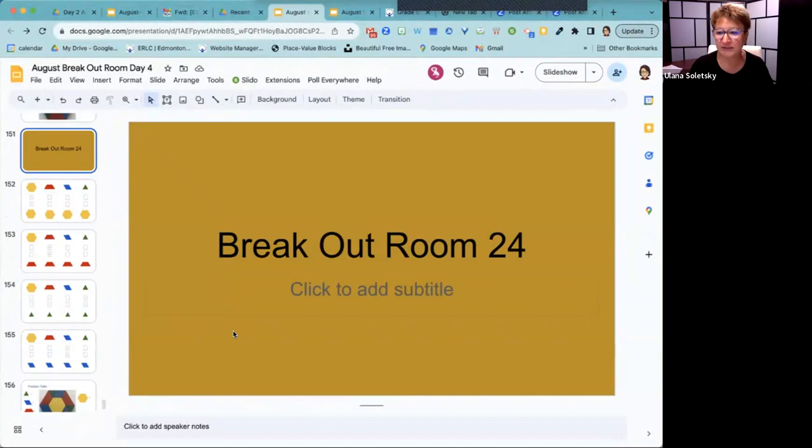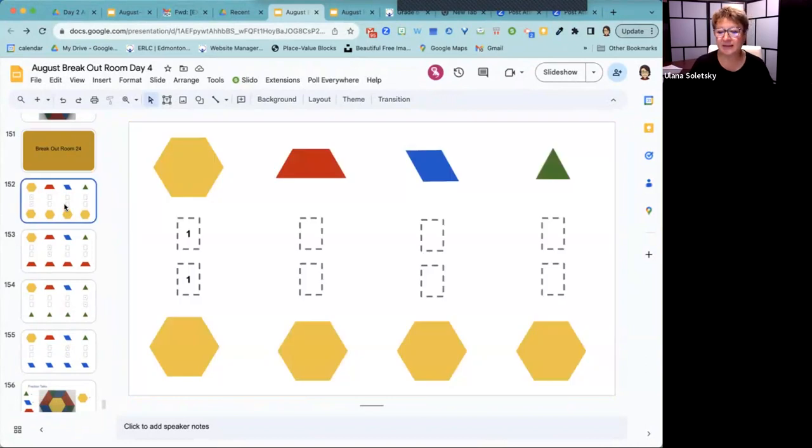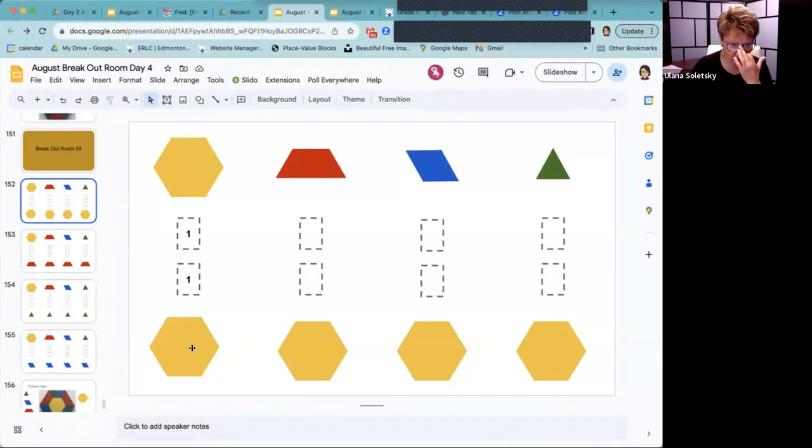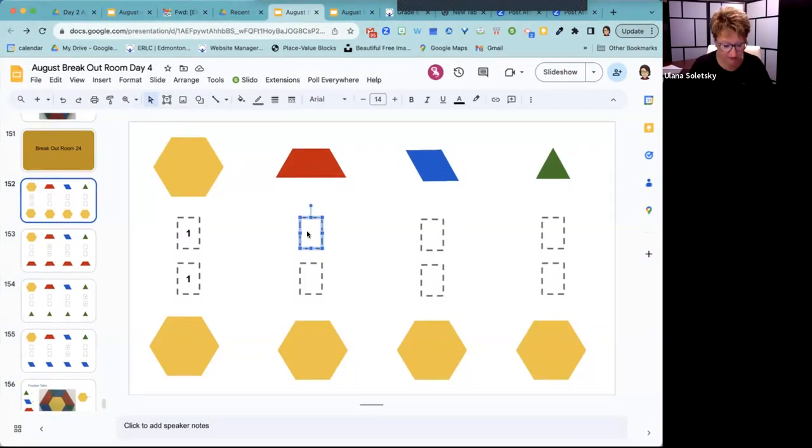And what's going to happen is this. You get to your first slide, and all the slides tell you what the 1 is. So in this case, the 1 is the yellow hexagon. So if the yellow hexagon is 1, what is the red trapezoid? Well, you just go into here and you would type in the number.